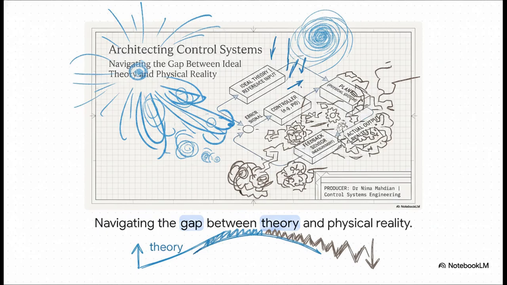Okay, so take a look at this. It basically represents our entire syllabus packed into one single concept. We start at the top with our idealized theory, our reference inputs. Then we pass through the controller, computing all those nice, clean error signals. But then we hit the plant, the physical system. And by the time we get to the actual output reality at the bottom, things look very different. Our entire job as engineers is to navigate that exact gap.